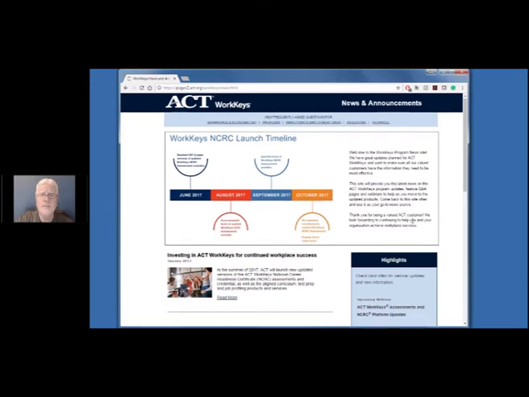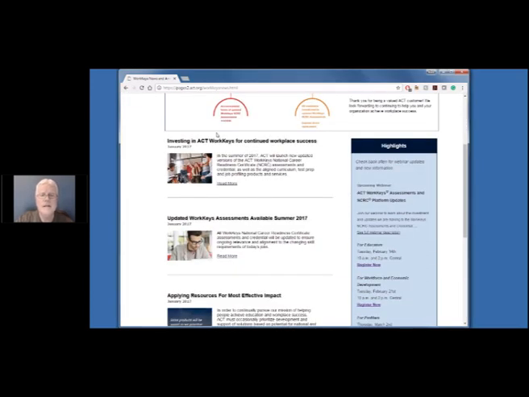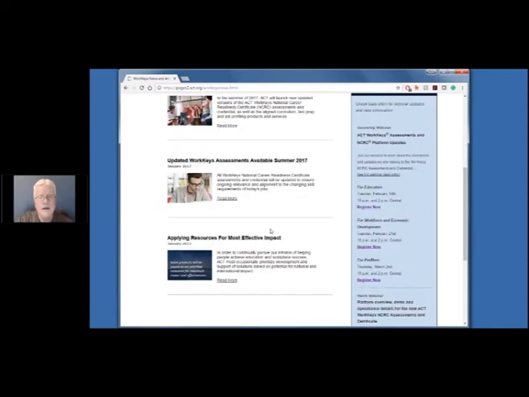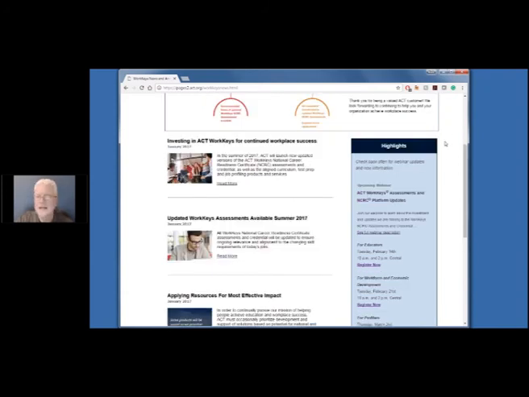And then as we go down the page, we've got various pieces here talking about the investment part of it, the updated assessments, what we're doing, why we're doing this, talking about applying resources. So we're putting resources to the assessments that will remain and which ones are sunsetted. And then I don't really like that term, but which ones are being phased out.